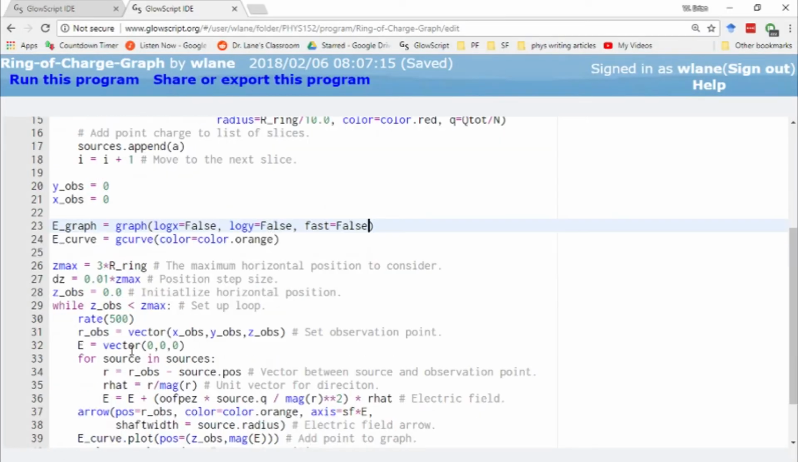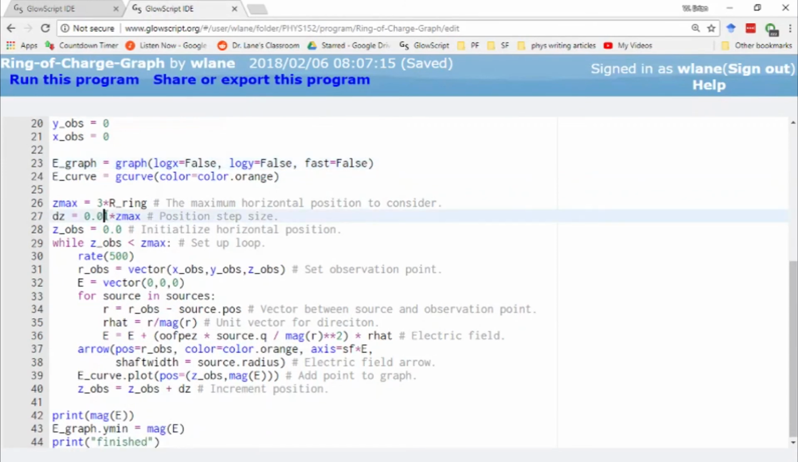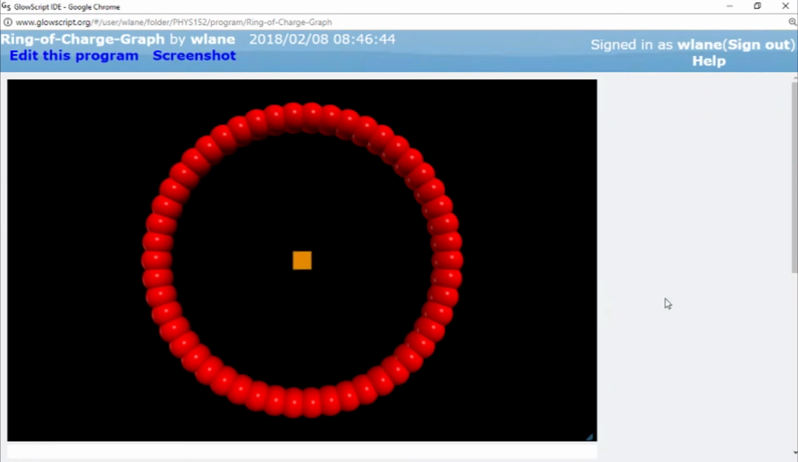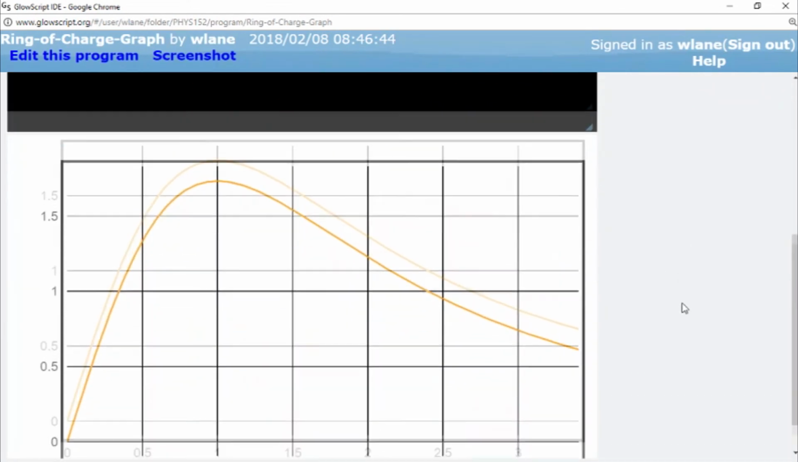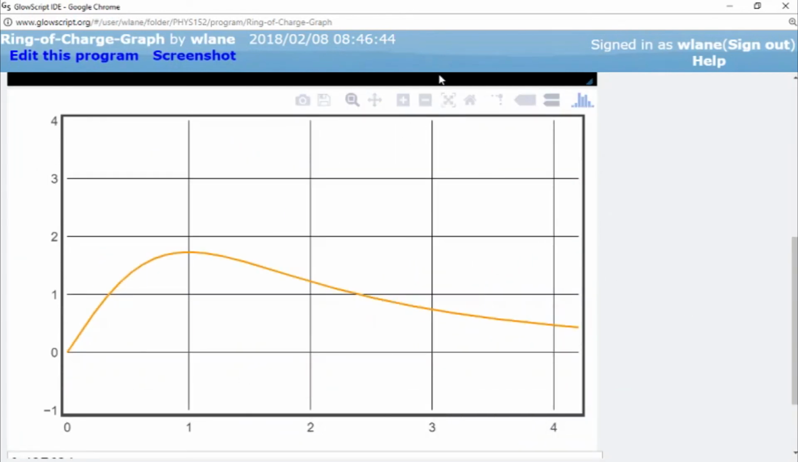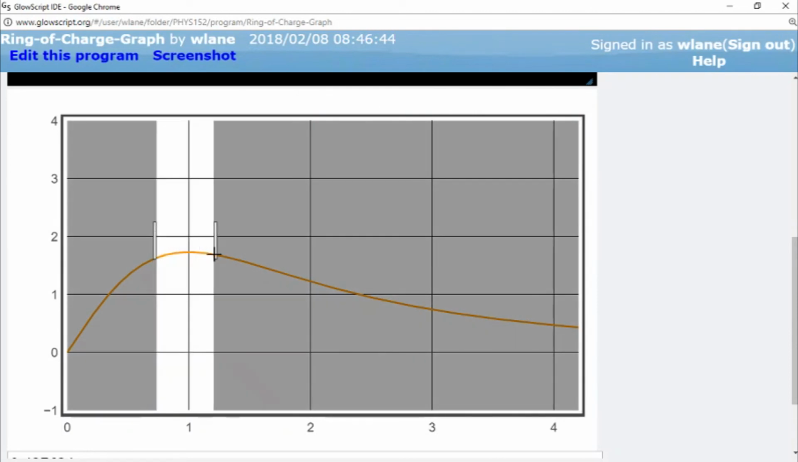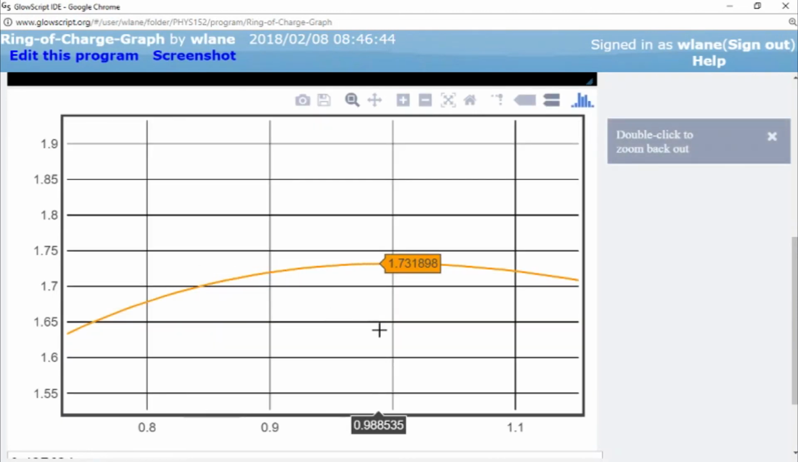Let's change our step size. Let's get 10 times the number of data points. This will take slightly longer to run. Oh, you can see the electric field growing. That's awesome. Here you can see the graph animating. Okay, so let's zoom in on the peak here. There we go. Yep, that maximum is pretty clear at 1.